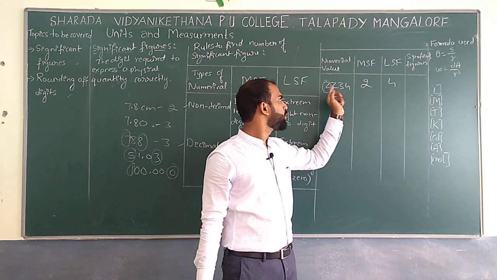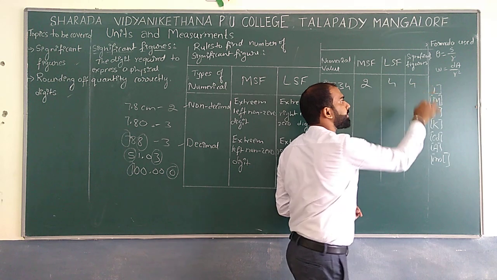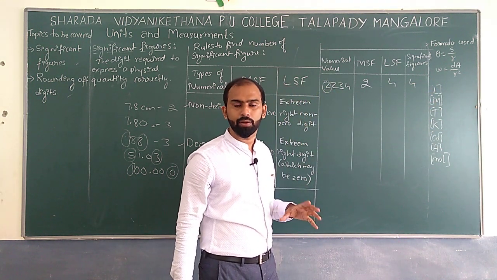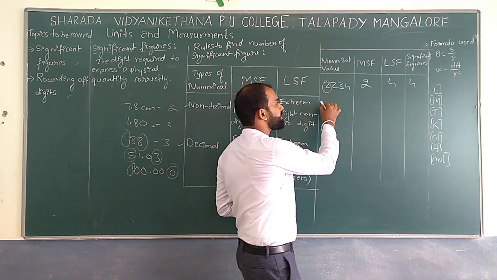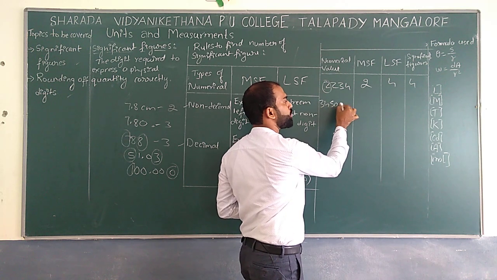That is 1, 2, 3, 4. So 4 is a significant figure. Are you getting something? Yeah. So let us write 3, 4, 5, 0, 0, 0.